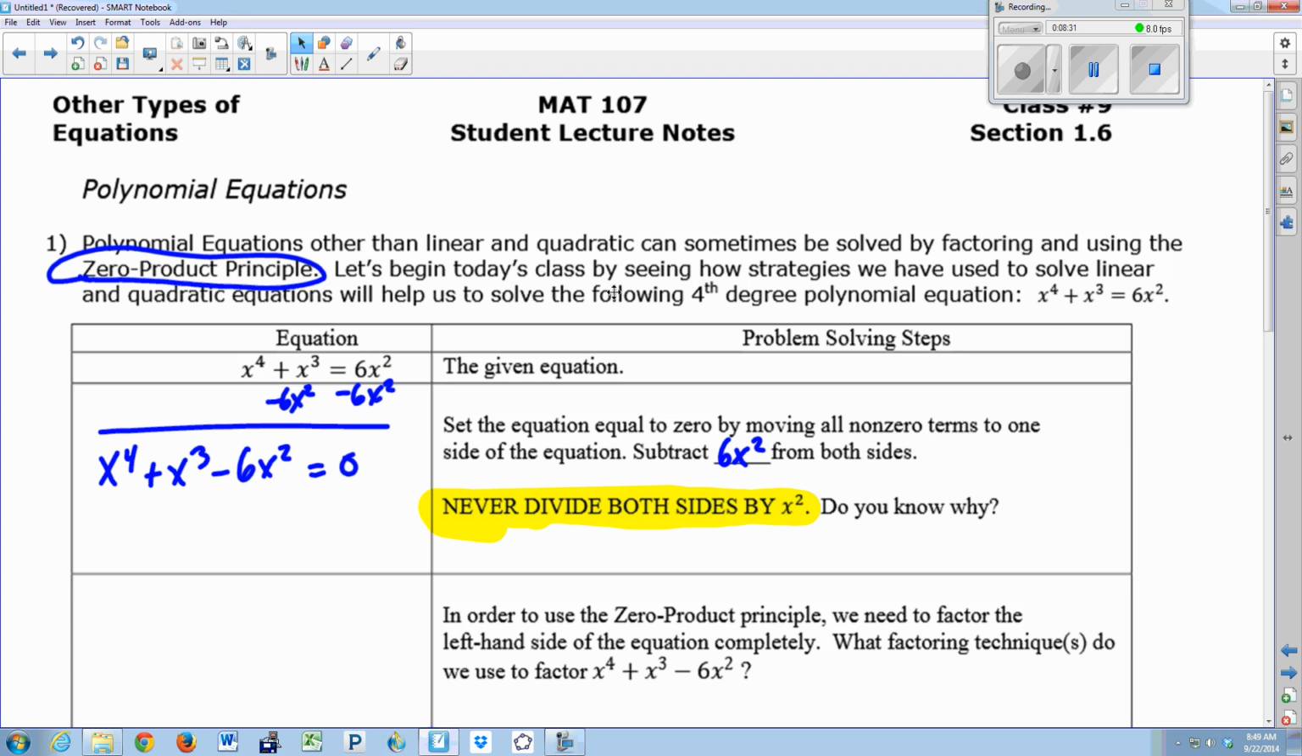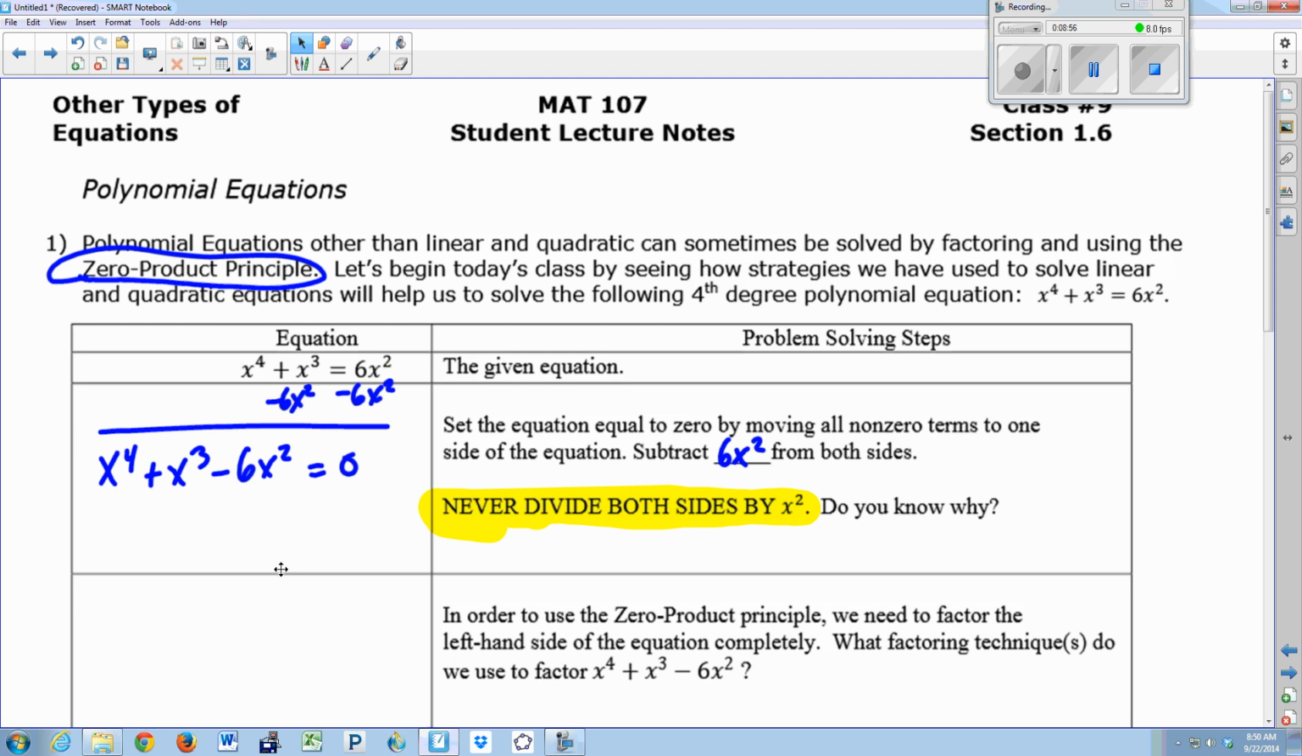Okay, so right now, this left-hand side is an addition and subtraction problem. The left-hand side of this equation is a trinomial. It has 3 terms, x to the fourth, x to the third, and minus 6x squared. We can't use our zero product principle because this is not a multiplication problem. That's what product means. So right now, we have no help here.